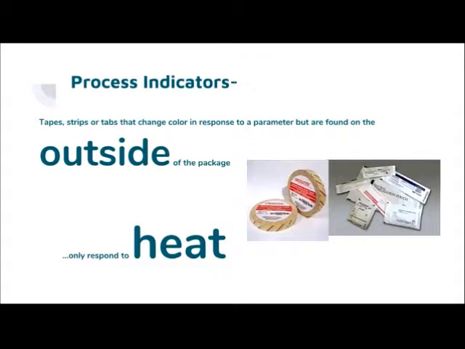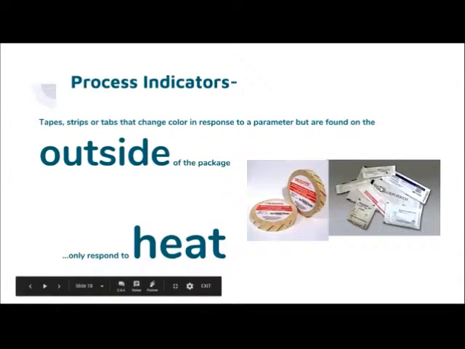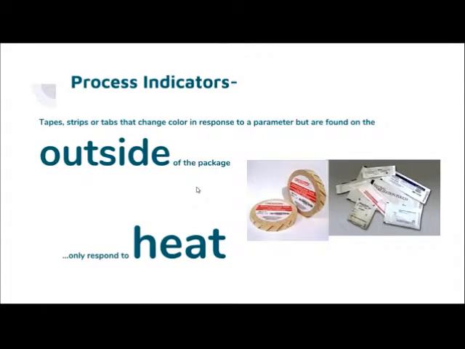So our indicators, or the things that we use to make sure that we know whether something is happening or not, are on the packages. And so here are some examples of packages with the indicators on them. And the ones on the outside only respond to heat. So if a package gets hot, it's going to change color.